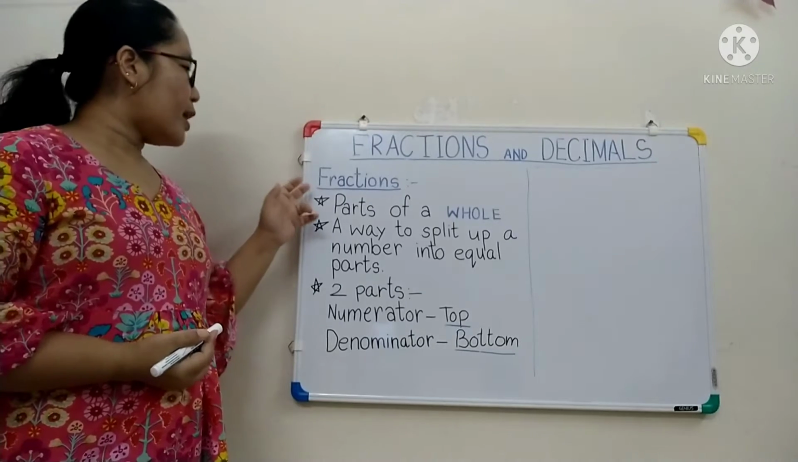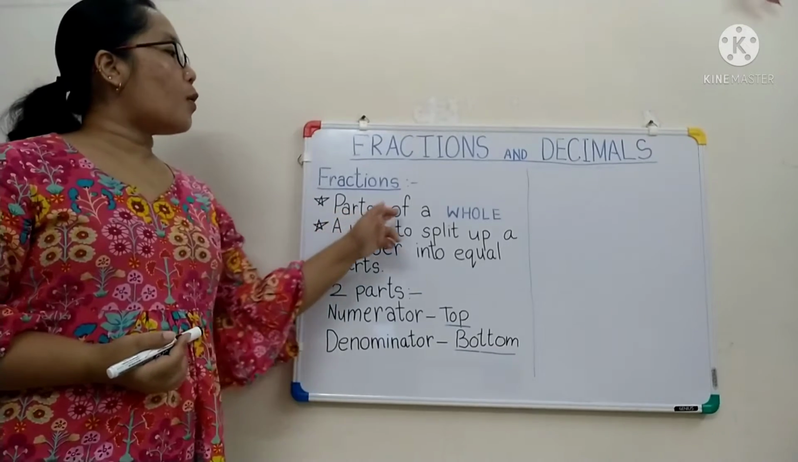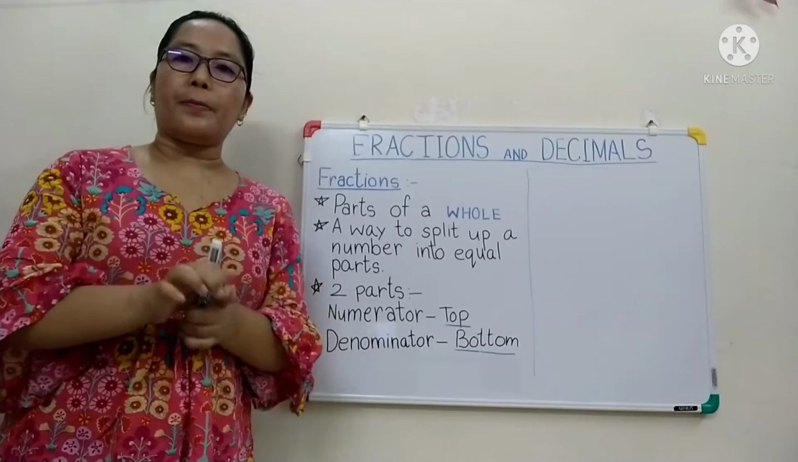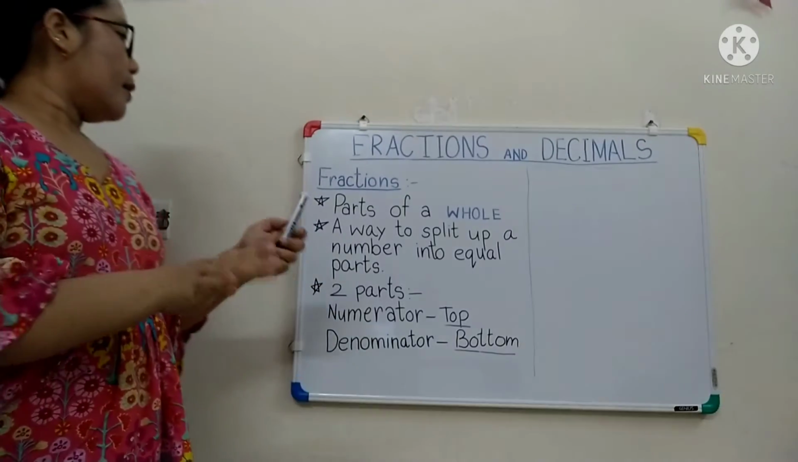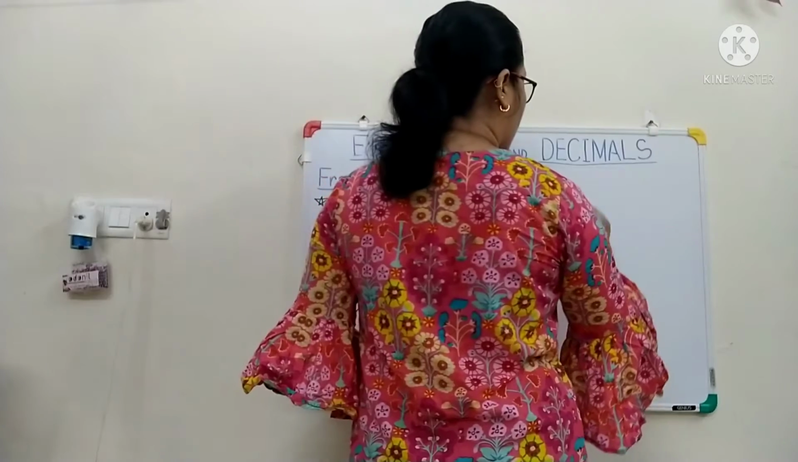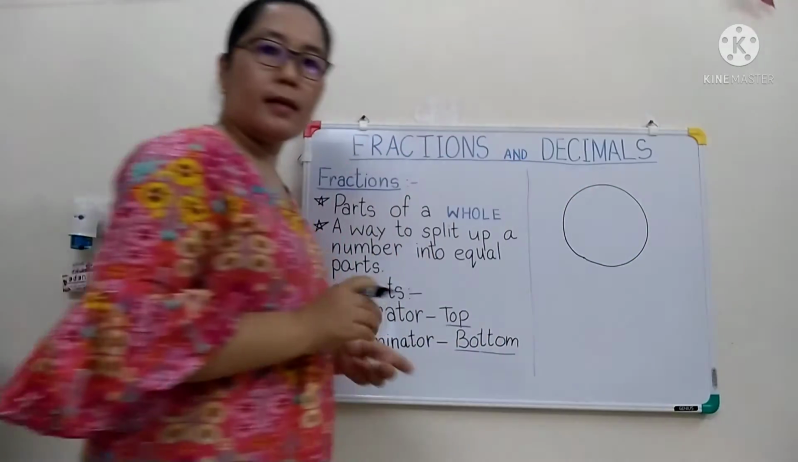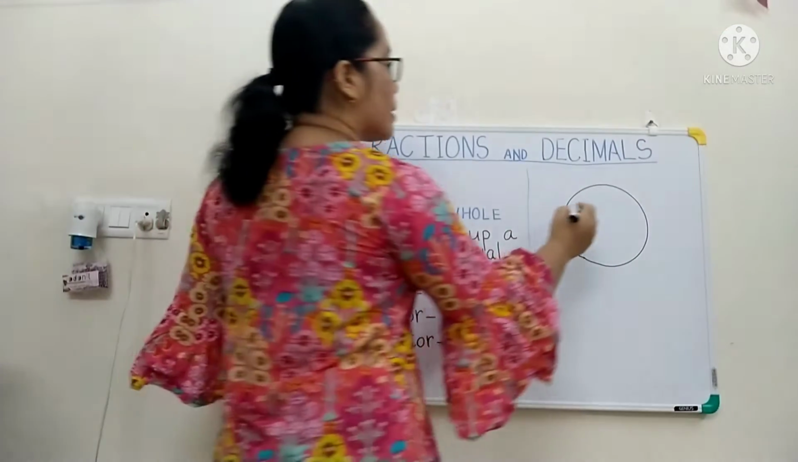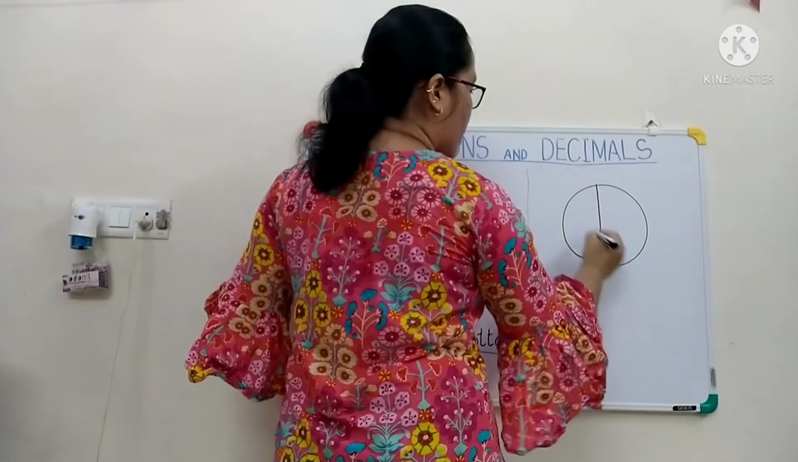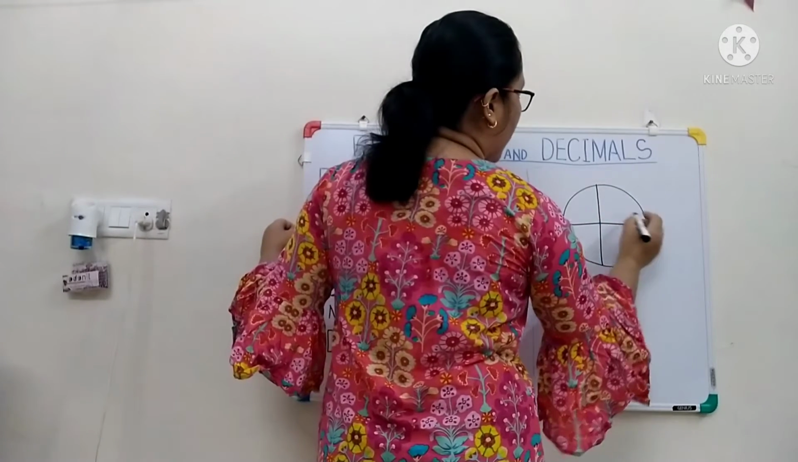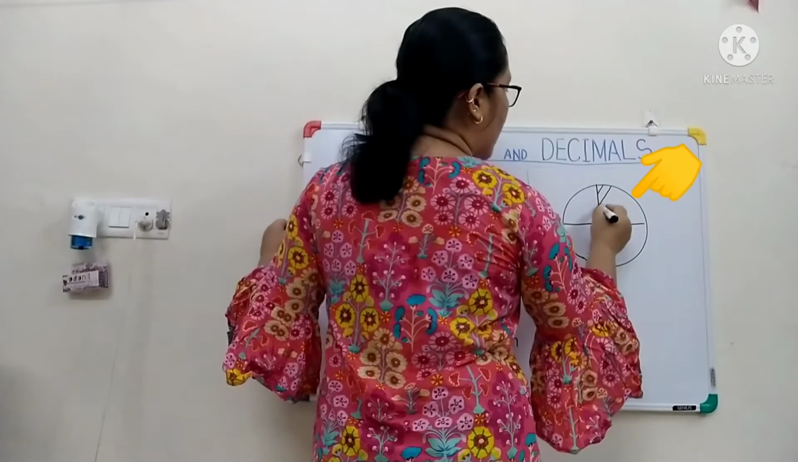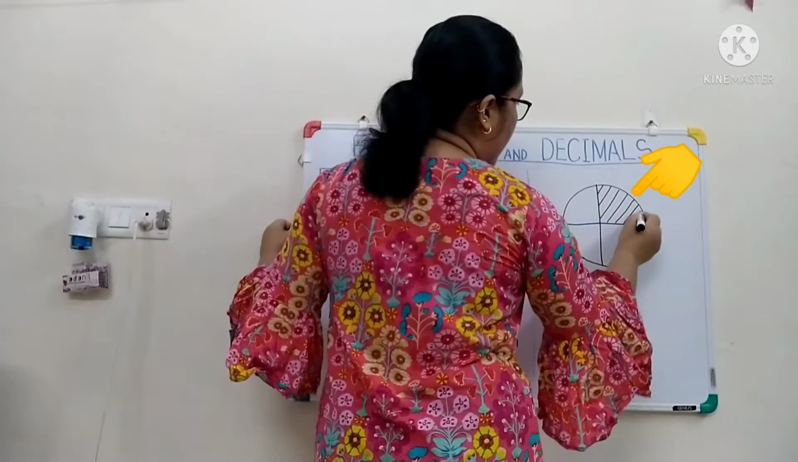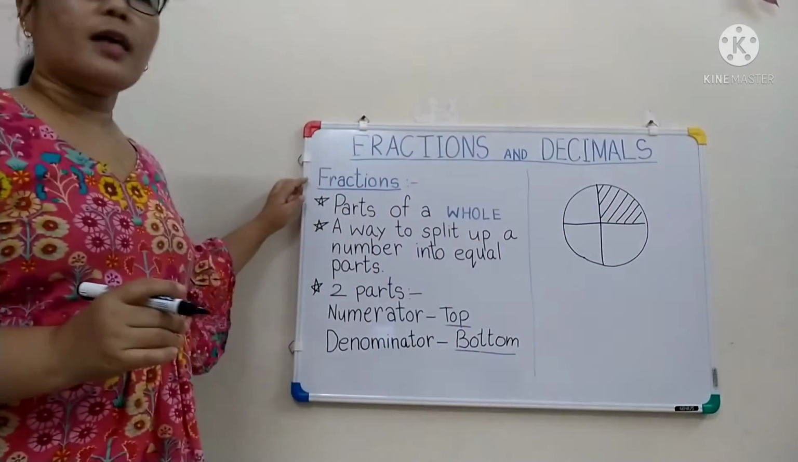Fraction represents parts of a whole. From the whole we represent some parts. Suppose this is a circle, it is a whole. From this whole circle we will represent some of the parts, and that is done with the help of fractions. Suppose this shaded portion is the part we have to represent. To represent this type of condition we always use fractions.